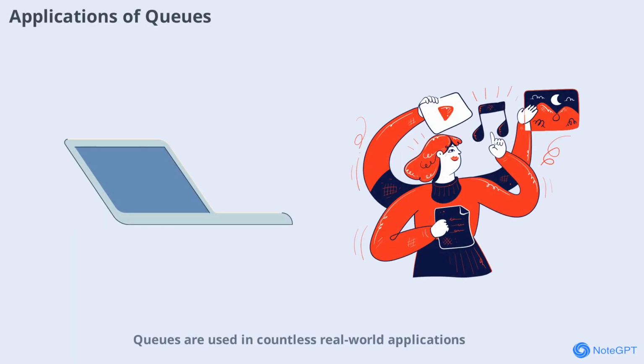Queues are used in countless real-world applications. They manage print jobs in printers, handle requests in web servers, and organize tasks in operating systems. Queues are also essential in simulations, customer service systems, and even in traffic management. Their ability to maintain order and process data efficiently makes them a go-to solution in many fields.